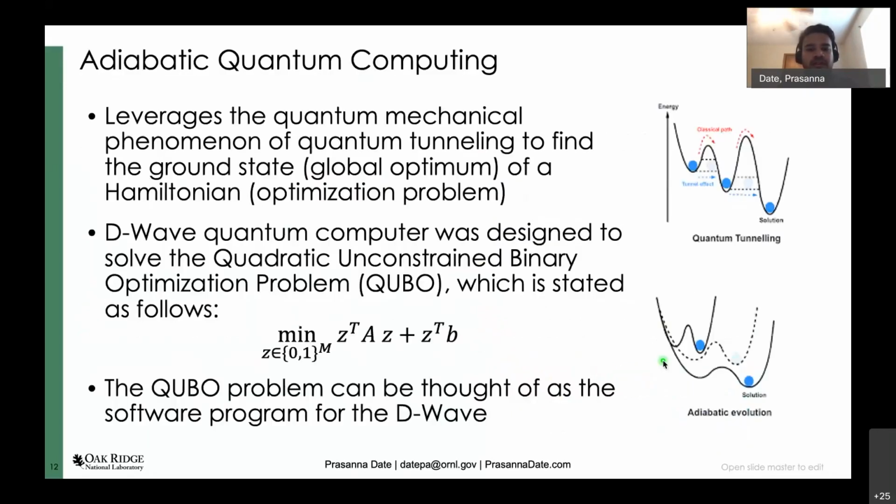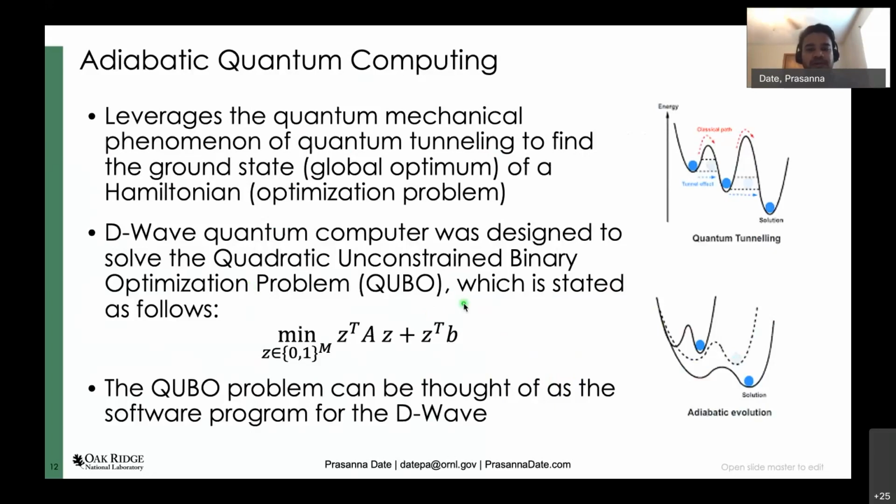Okay, so let's go into adiabatic quantum computing a little deeper. Adiabatic quantum computers leverage the quantum mechanical phenomenon of quantum tunneling to find, if you are a physicist, the ground state of a Hamiltonian. And if you are a computer scientist or a mathematician, you're trying to find the global minimum of an optimization problem.